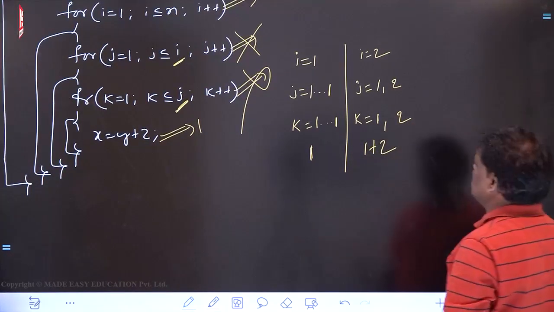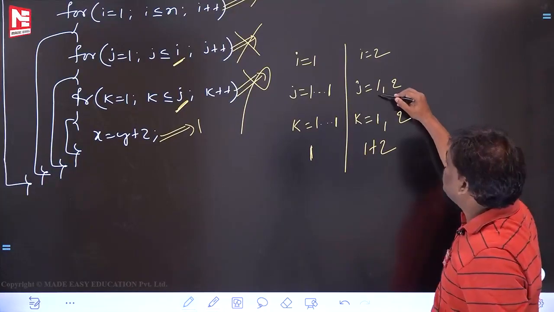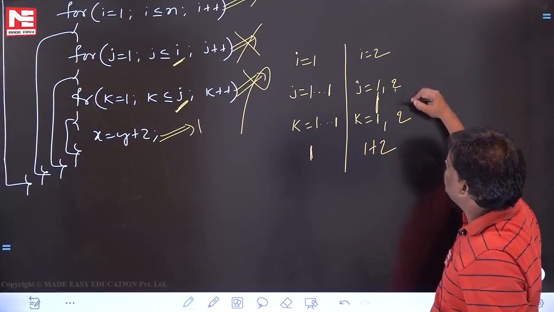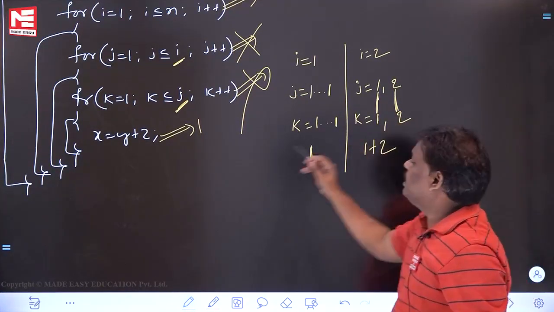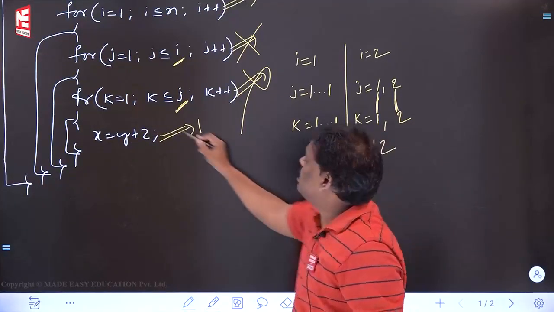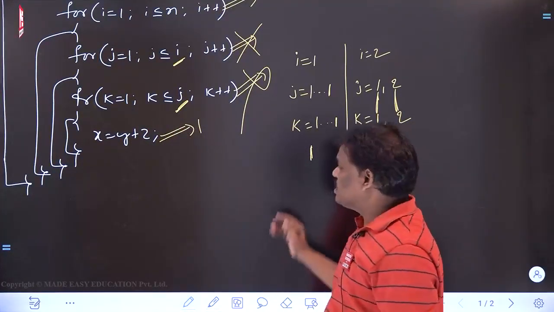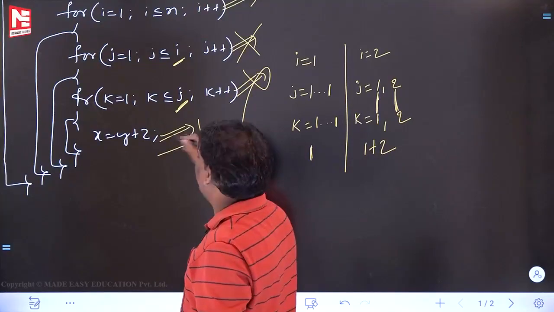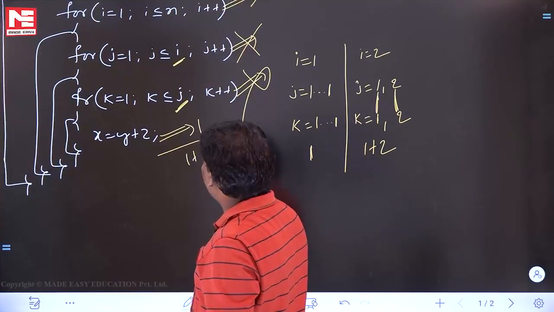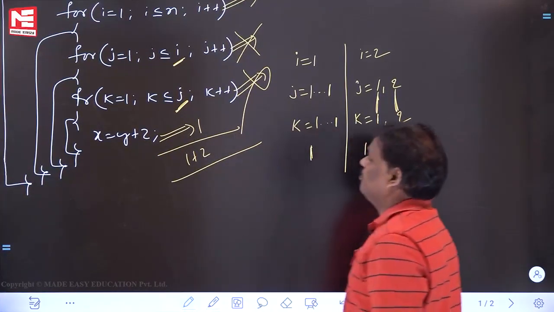So I think this is the answer. J value 1, K loop is 1 time, J value 2, K loop is 2 times. So the first time it will execute 1 time, next time 2 times. First time, I value 1, only 1 time it will execute. Second time, 1 plus 2, 3 times it will execute.